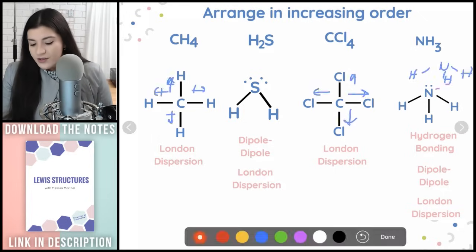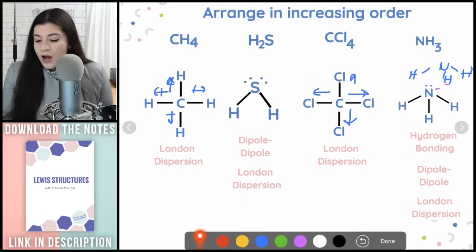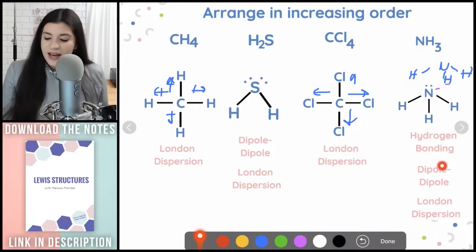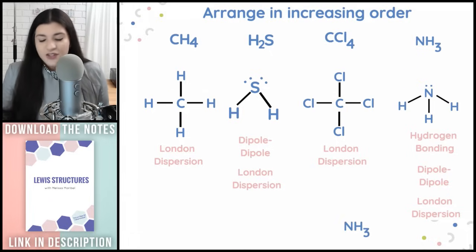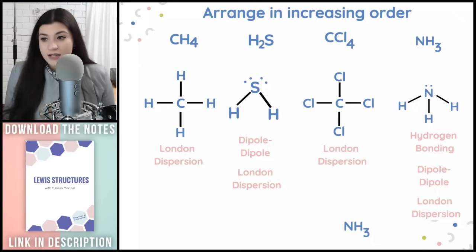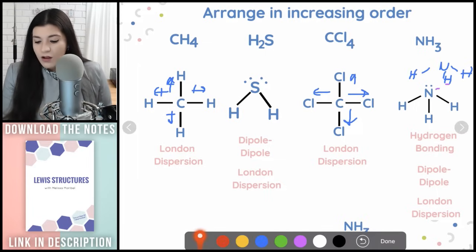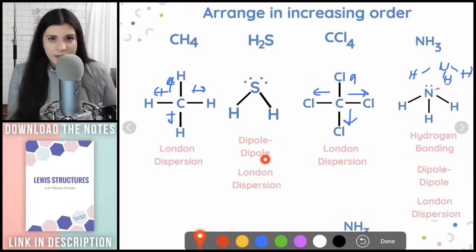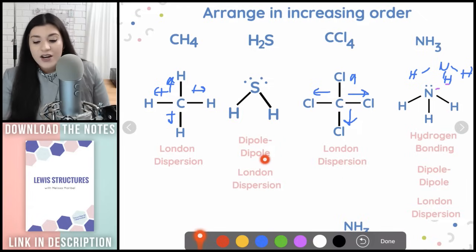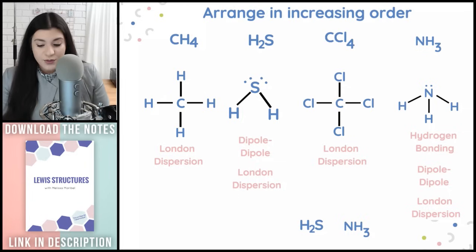So the one that has the strongest out of all of these four is going to be hydrogen bonding. I know that has to win, plus it literally has everything else. So hydrogen bonding is going to be the strongest of them all. Then the second one that's going to follow is the one with dipole-dipole, because that's the next one on the ladder. So I know H2S is going to be the next one.